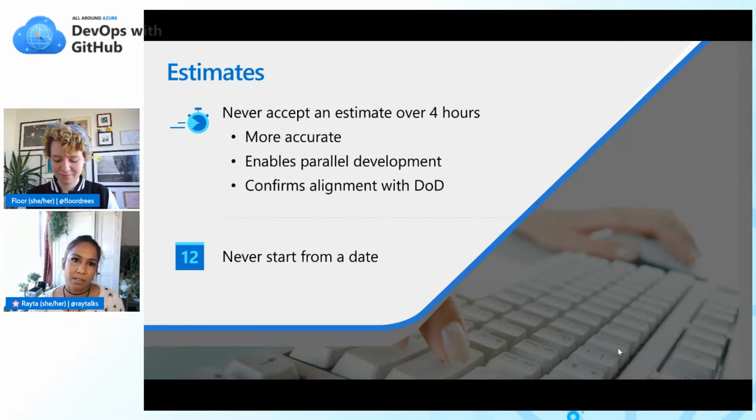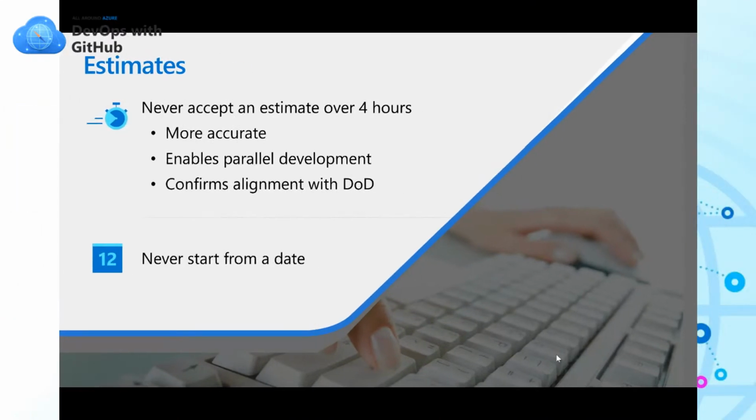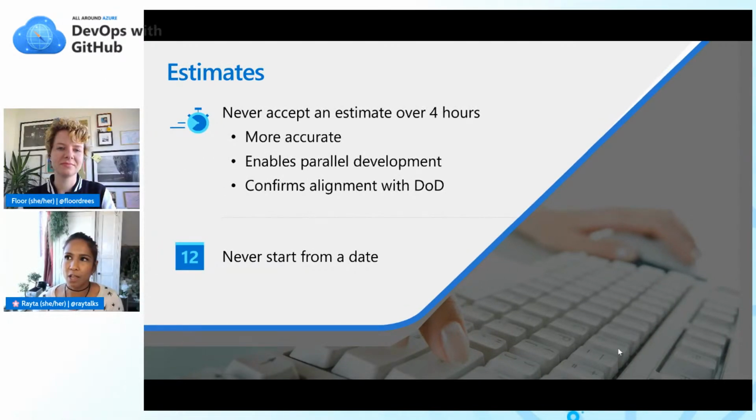And then we have estimates. People in general are very bad at estimations. But to help with your estimates, here are a few rules you can adopt if it works for you. I break down my work into 4-hour chunks. Why 4 hours? Because first of all, it's a lot more accurate. I'm pretty good at estimating small pieces of work.